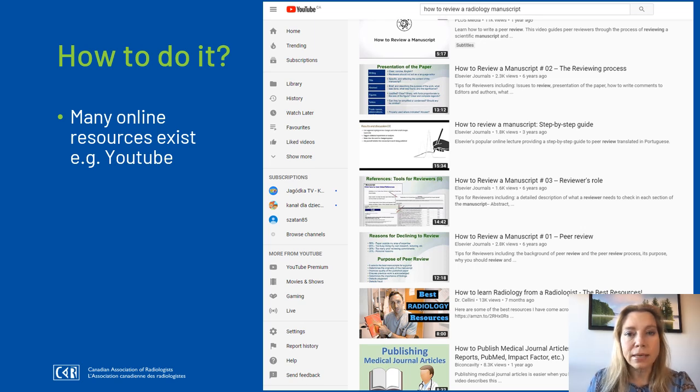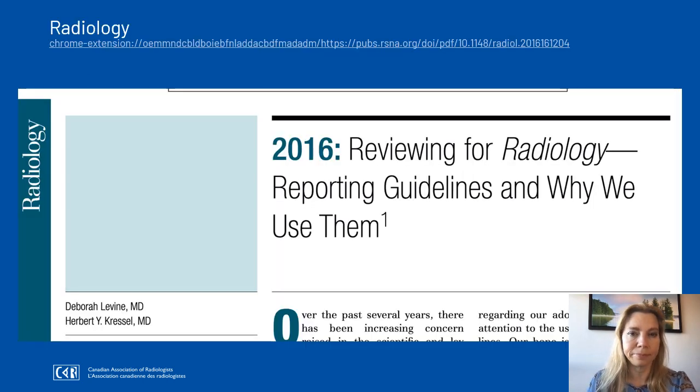There are also many guides that are available online, including YouTube, that give you an idea of how to review a paper and also how to dissect some of the statistics. But back to this particular article that was published back in 2016. It's a really good paper because it helps you as the reviewer to break things down into bite-sized steps.